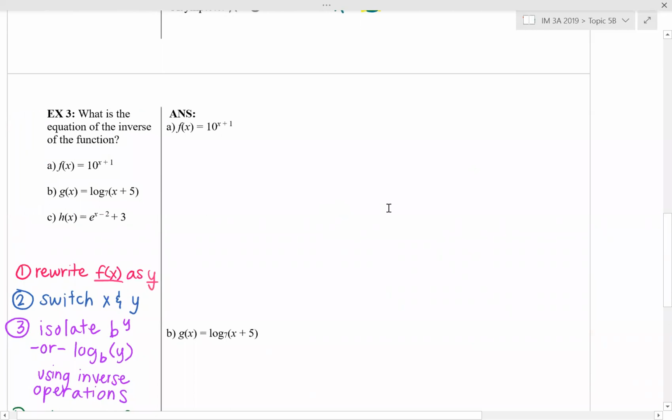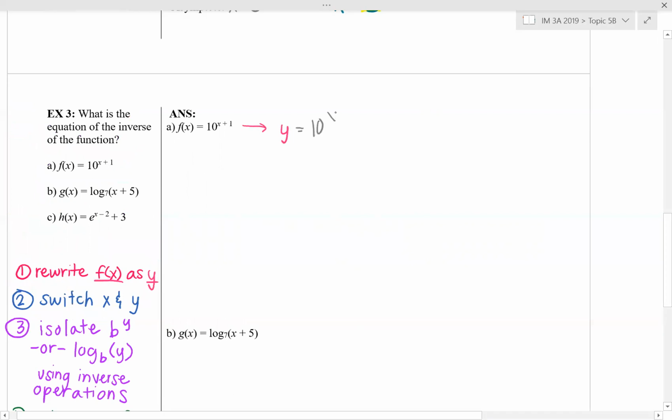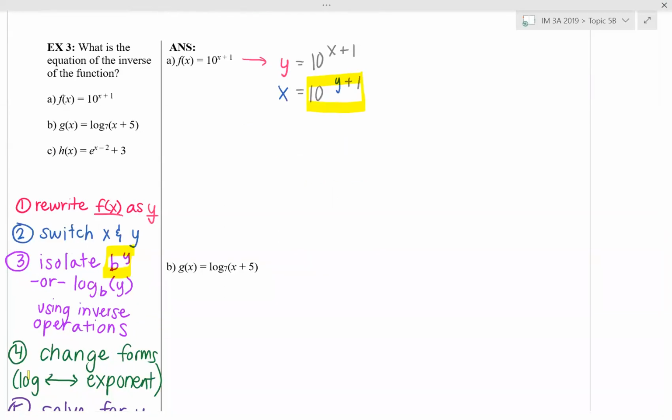So for the first step, we're going to rewrite f of x as y. So I'm going to write y equals 10 to the x plus 1. Then I'm going to switch the locations of x and y, so I'm going to change it to x equals 10 to the y plus 1. For this case, it wants me to isolate the base with the exponent, which is happening, right? So I have that isolated. There's nothing outside of that box that contains the base and its exponent. That means I don't need to do step 3, and I can go on to step 4. This is the only step that's technically optional.